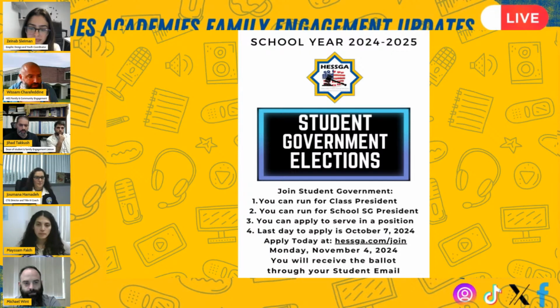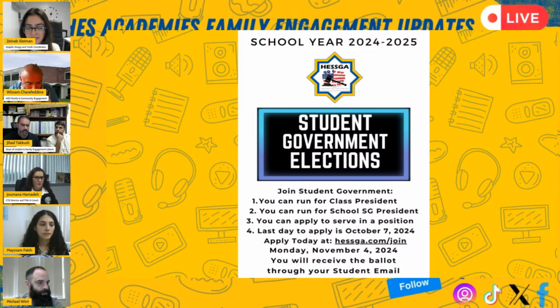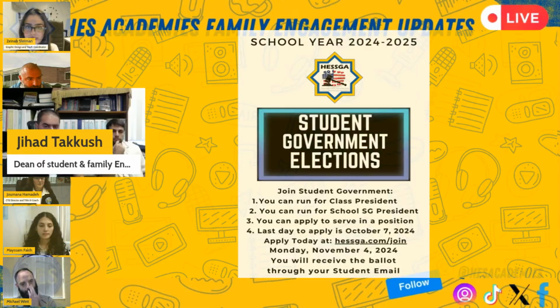Yes, I can share some. My name is Jihad Nakush. I'm the Dean of Student and Family Engagement Liaison at Universal Learning Academy. As you can see, for student government, we have over 100 candidates so far applying. So it's going to be a big competition this year, as every year. And I'm leading the student government for Universal Learning Academy.